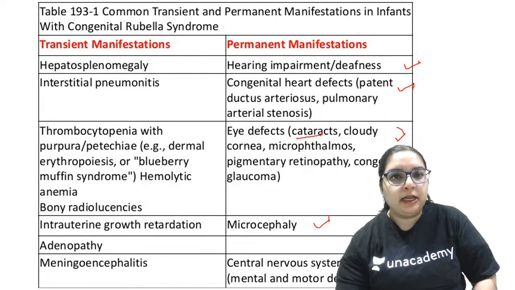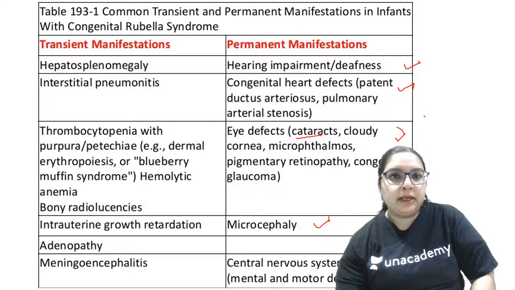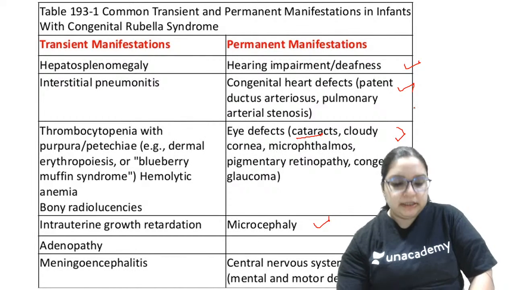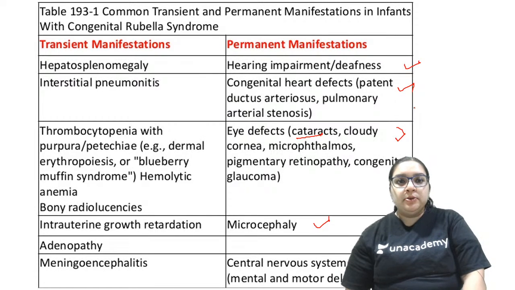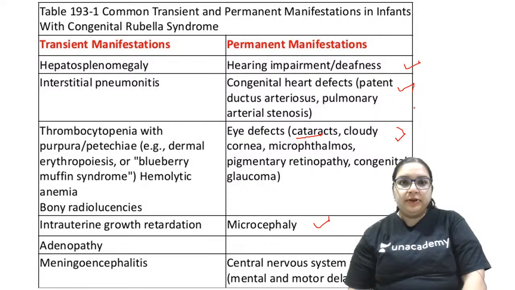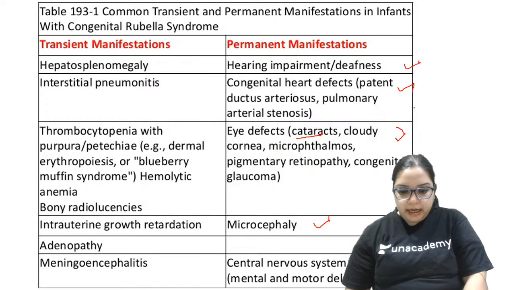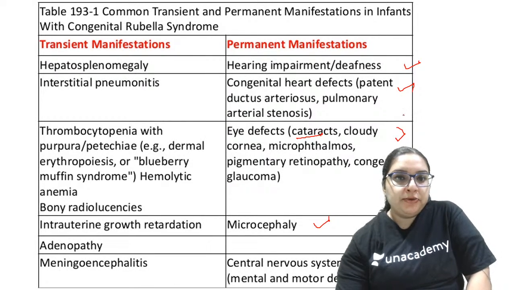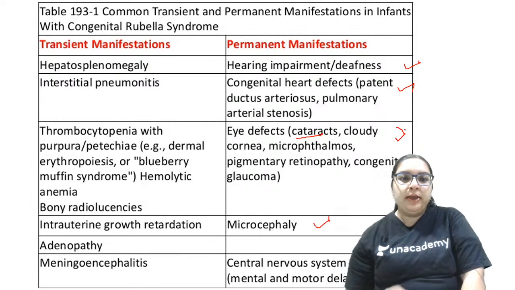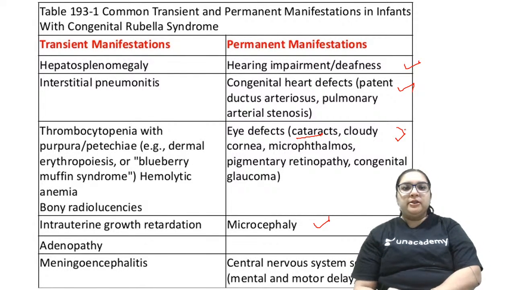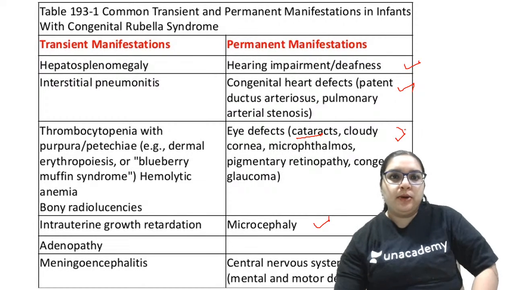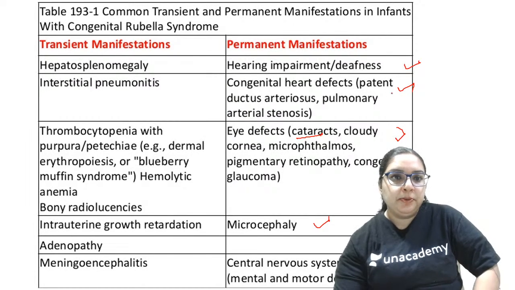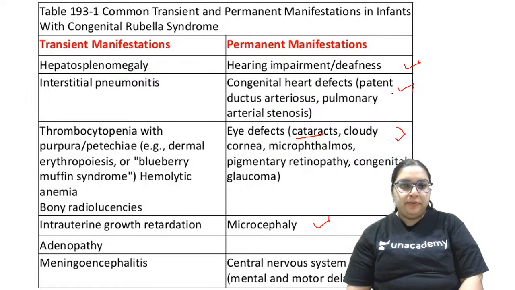Now coming to the transient manifestations, most of the things are common with the others, like hepatosplenomegaly, which is one very important feature, in addition to the lung manifestation, that is interstitial pneumonitis. The third most important is thrombocytopenia with purpura or petechiae, which we often attribute to blueberry muffin syndrome, right? Then next are intrauterine growth retardation, adenopathy and meningoencephalitis, right? Out of this, I think 70% we have already seen in that diagram. What we didn't see were the hepatosplenomegaly and the interstitial pneumonitis, which you can remember easily, right?